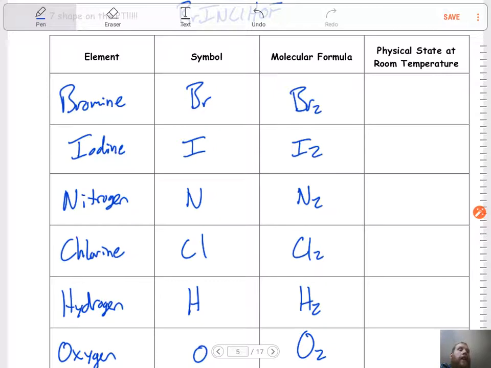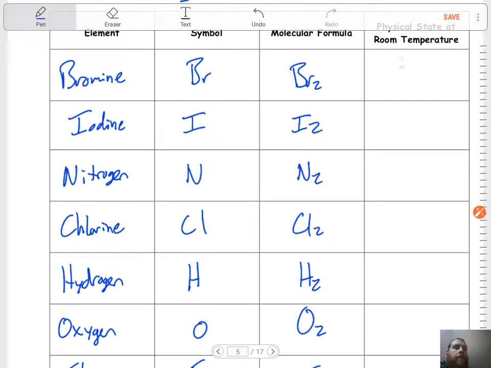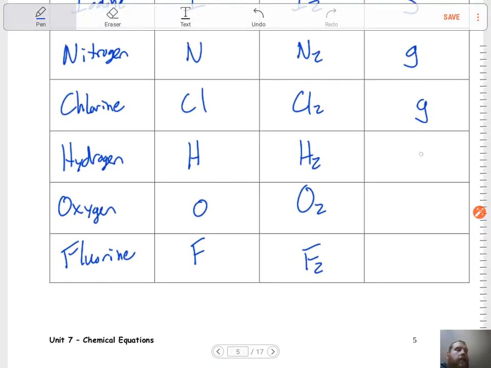Now, the other thing you want to remember is the physical state at room temperature. So they're all gases except for 2. Bromine is a liquid, iodine is a solid, and the rest are gases.